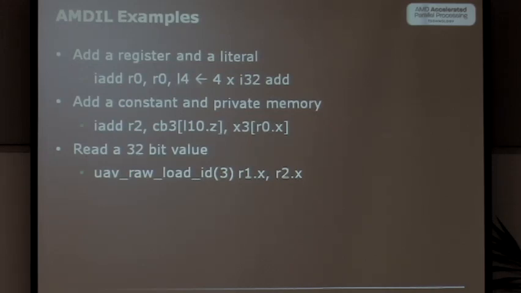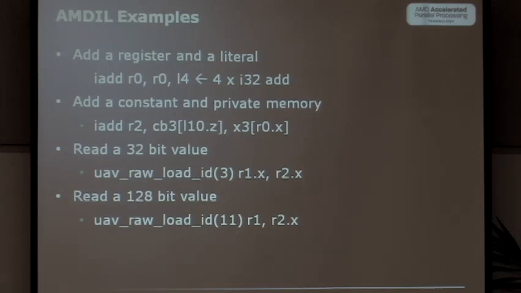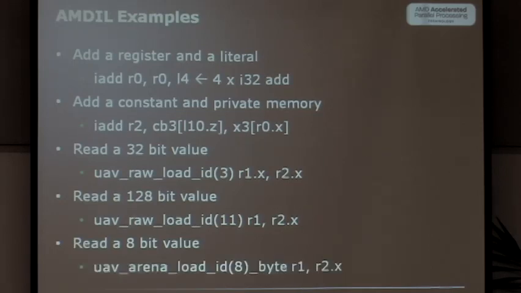So this is a read from the device memory. And the reason it's different is because you have to have the ID specified. So the resource ID here is 3, but this is a 32-bit read because the X component is specified instead of the whole vector. But if we want to read a 128-bit value, we then have to get rid of the components and read just the whole vector itself. But if we want to read an 8-bit value, or a write, so just change the loads to stores, we have a completely different type of instruction which has a completely different resource ID.